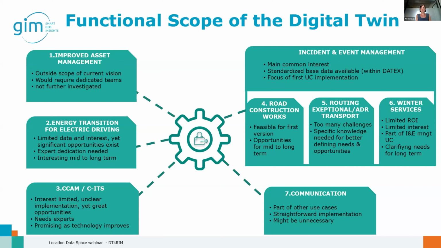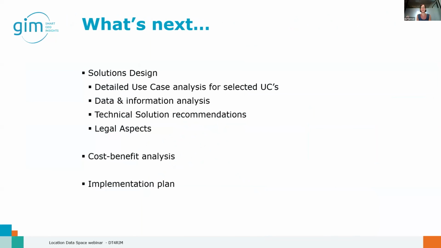So this overview of all these use cases shows that the implementation of all these use cases will only be feasible when the right data with the right quality and the right availability is in place, available in a kind of data space, a kind of data behind the digital twin. And this is now what we are further looking at the moment.